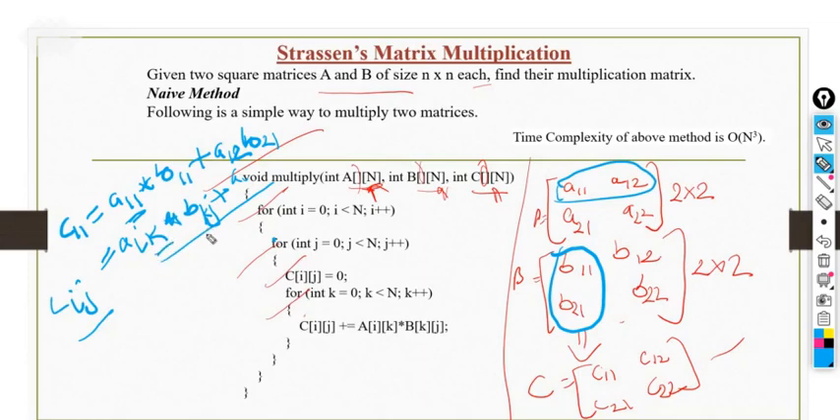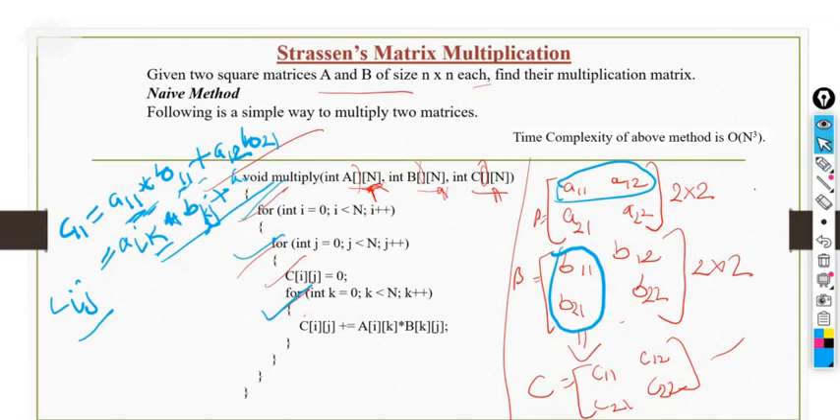So k is the third variable that will be common to the row and column: the column of the first matrix and the row of the second matrix. It's up to you how to utilize these formulas. I hope it's very simple. You all know matrix multiplication very well.